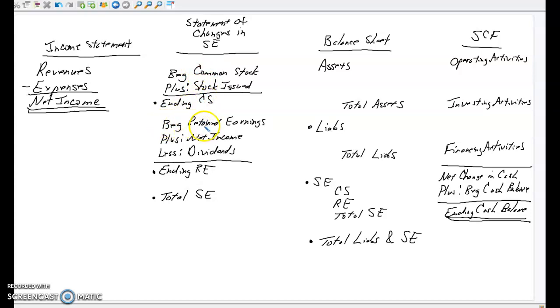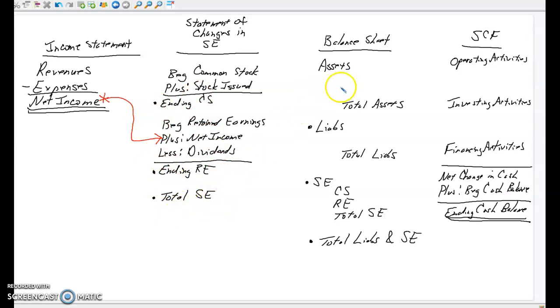For retained earnings, start with the beginning. It goes up because of profits, and it goes down because we distributed those profits. So the reason why we do the income statement first is we're going to take this net income and we will carry that number forward into the statement of changes in retained earnings. So then we get our ending common stock, our ending retained earnings, and then we'll add those two numbers together, the two ending numbers, to get total stockholders' equity.